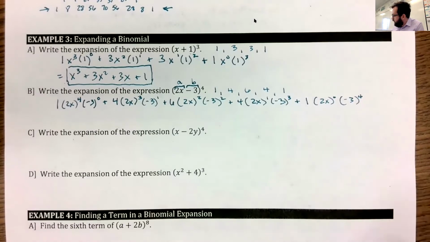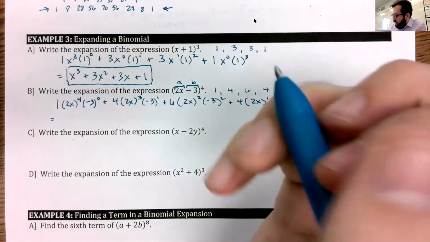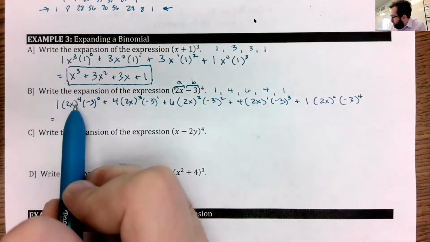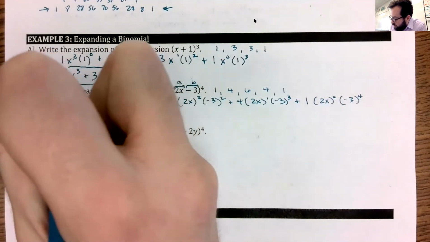All right, so this is going to take a little bit more work. I'm going to have 2 more steps. First, I'm just going to try to do all of my powers. So we end up with 2 to the 4th, which is 16x to the 4th.